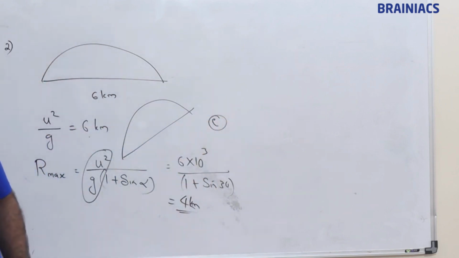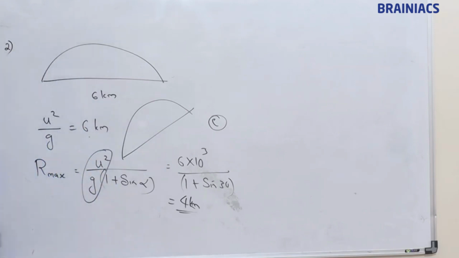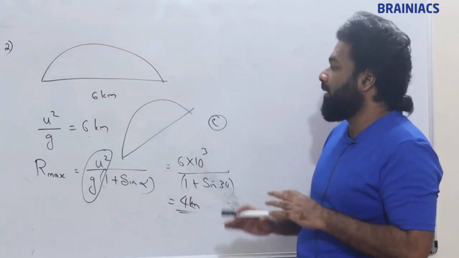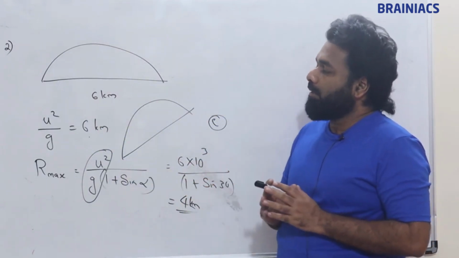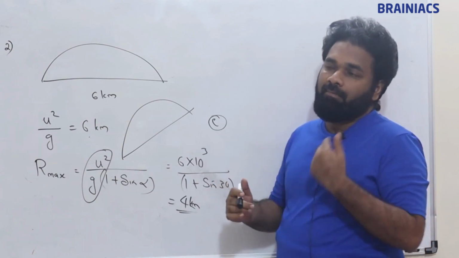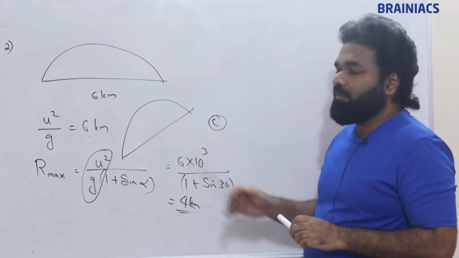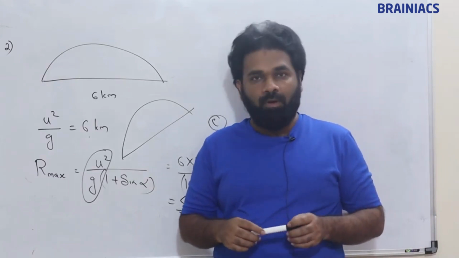So here I am winding up the topic, the projectile on an inclined plane. We have covered the basic concepts: time, range, maximum height, maximum range, up the incline, down the incline, all these things we have seen. Hope you have understood the topic well. So practice more number of questions.